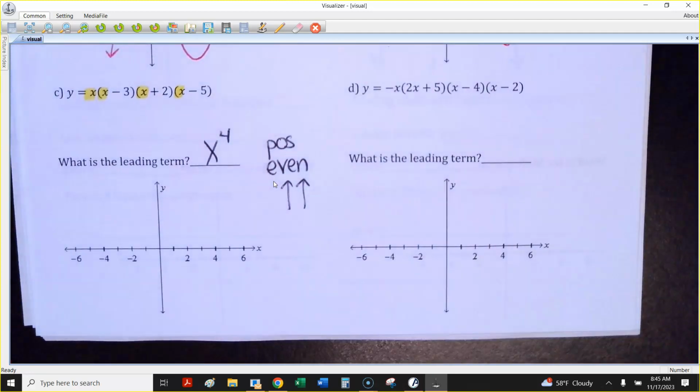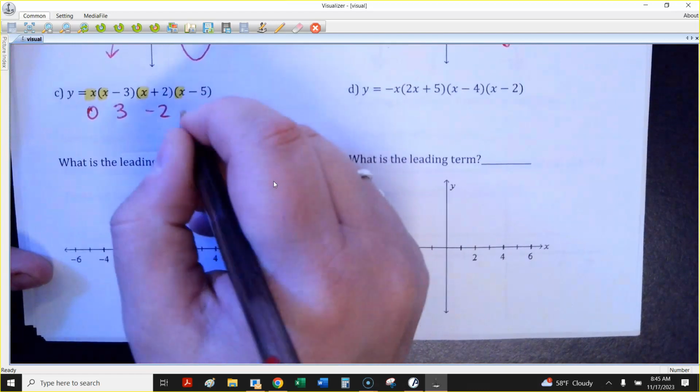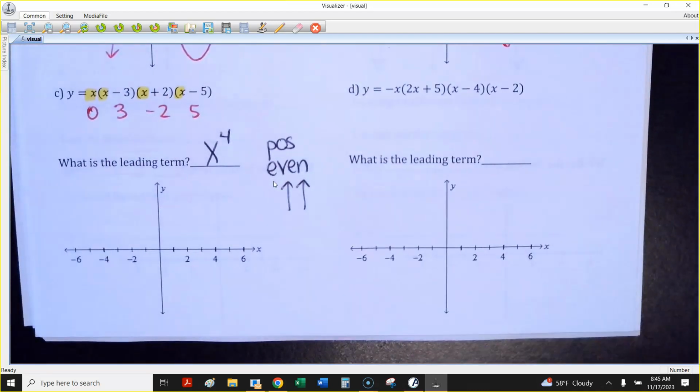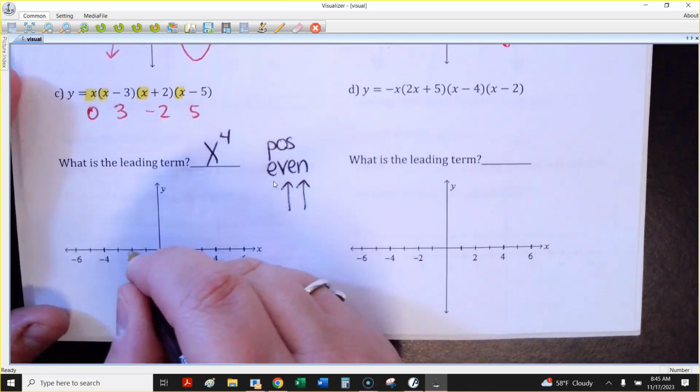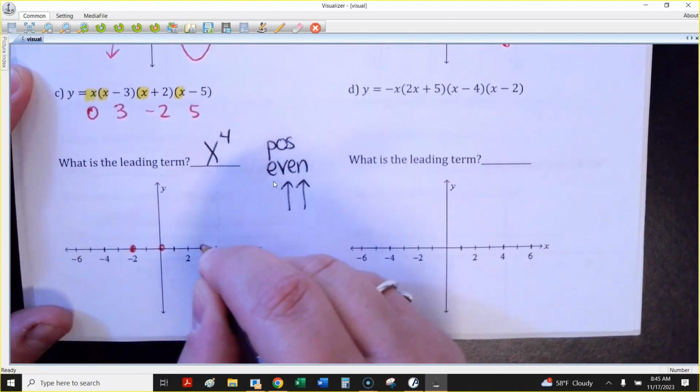All right. What are my zeros for this graph? Don't everyone volunteer at once. Go ahead. What were you going to say? 0, 3, negative 2, 5. Okay, so we're just going to put those guys on the x-axis. So I'm going to go negative 2, 0, 3, and 5.